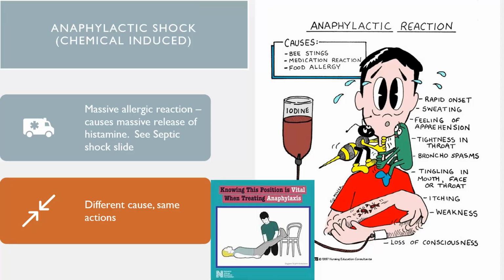So you'll see that massive vasodilation. It does have a rapid onset. Some things that you will see in your patient: they're going to have swelling, bronchospasms. They could have feelings of apprehension, like that impending doom.